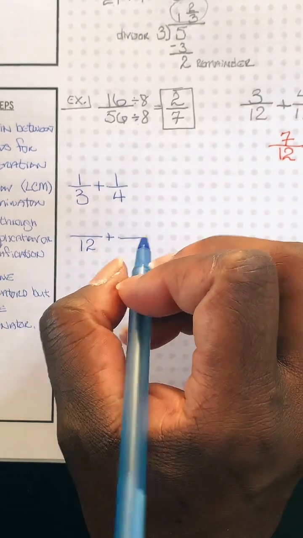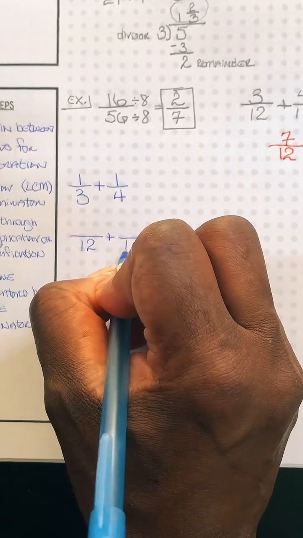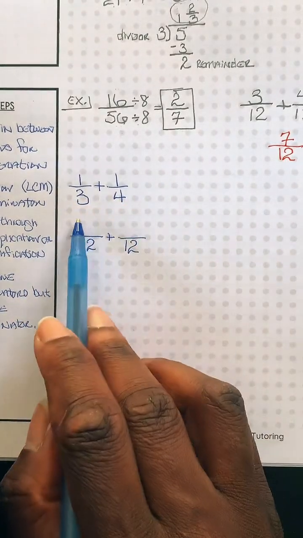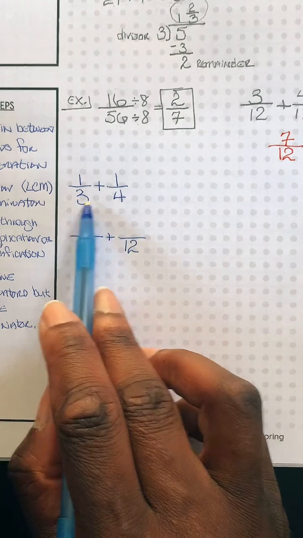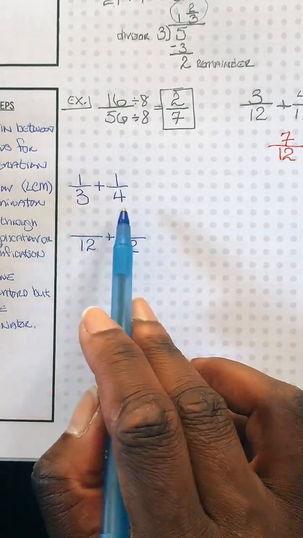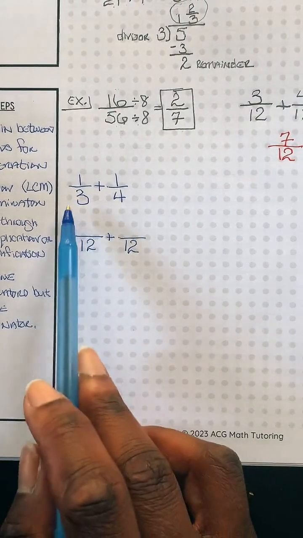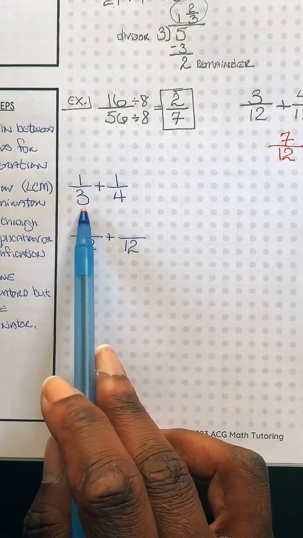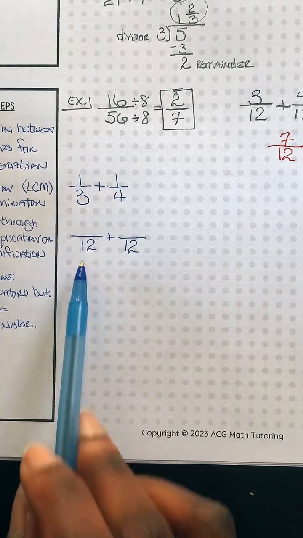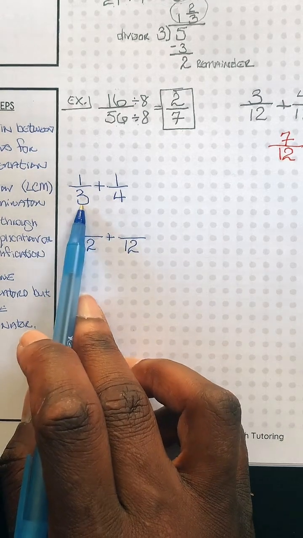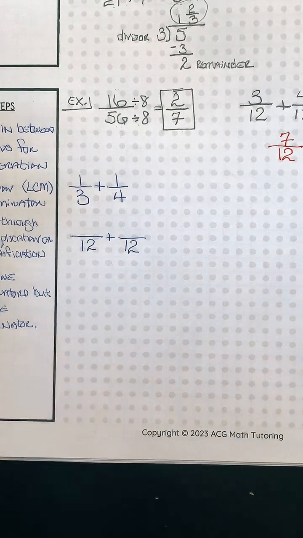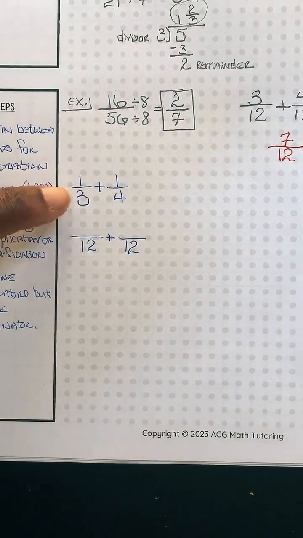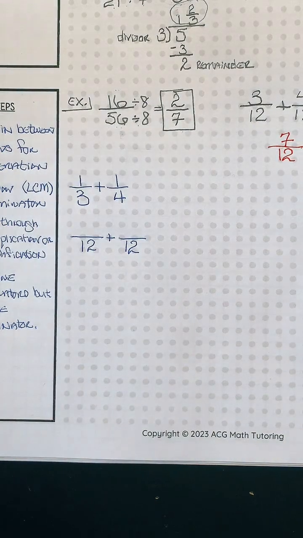Sometimes, when you have unlike denominators, you can just multiply these two. Okay, sometimes people will say, oh, it's 24. 24 can work, but why go that far when 12 is so much nearer? Okay, so now we got to change this 3 to a 12. Through multiplication, what do I need to do in order to change that 3 to a 12?